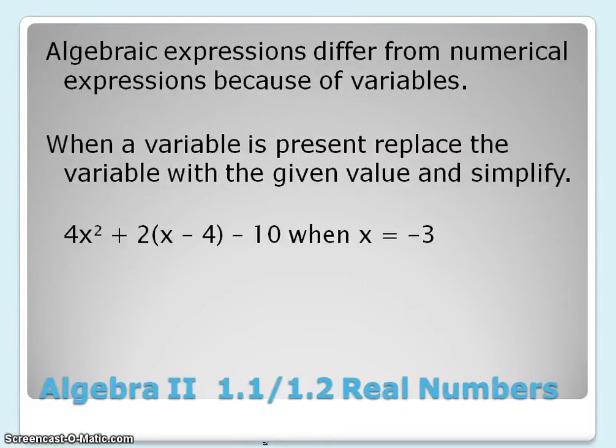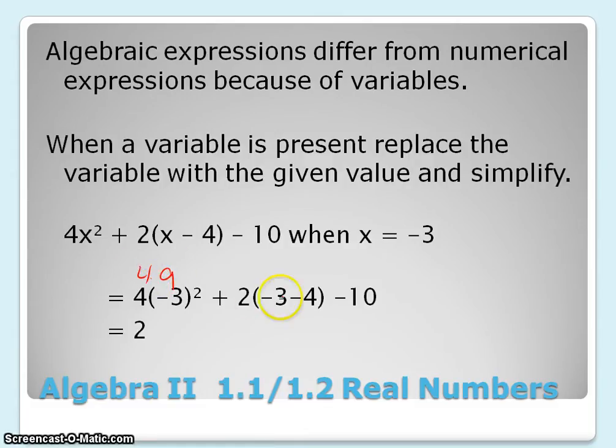Algebraic expressions are different from numerical expressions because of the variables in there, and whenever we have a value for a variable, we plug that in and simplify. So here we have 4x squared plus 2 times x minus 4 minus 10, and x is negative 3. So first we're going to plug in our negative 3, then we'll simplify things, and so here we have 9, 4 times 9, 2 times negative 7 minus 10. So we end up with 36 plus negative 14 minus 10, and we get 2 in the end.